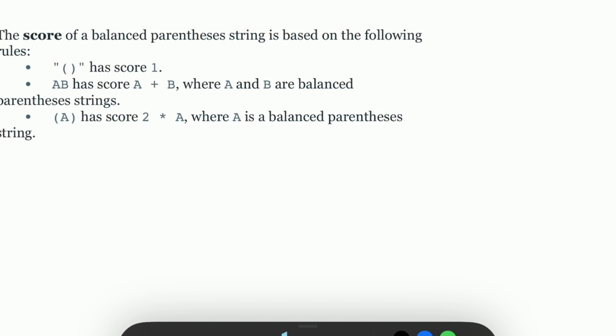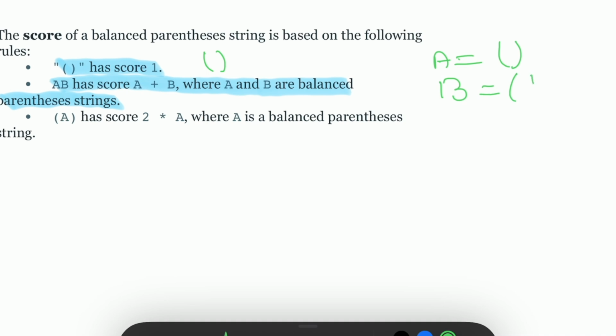Let's look into the rules. The score is calculated based on the rules. Rule 1 has score 1. This is as simple as that. This is self-explanatory. Here is a balanced parenthesis, so the score is 1. Rule 2. AB has score A plus B, where A and B are balanced parenthesis strings. Here it is mentioned as A is a balanced parenthesis and similarly B is another balanced parenthesis.